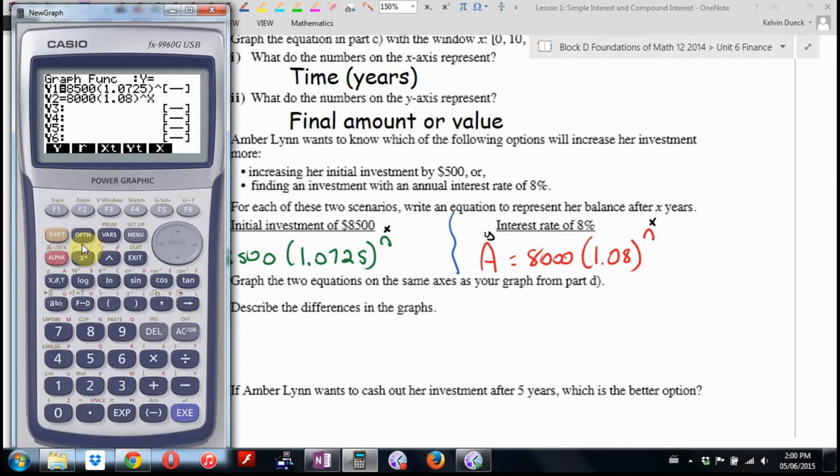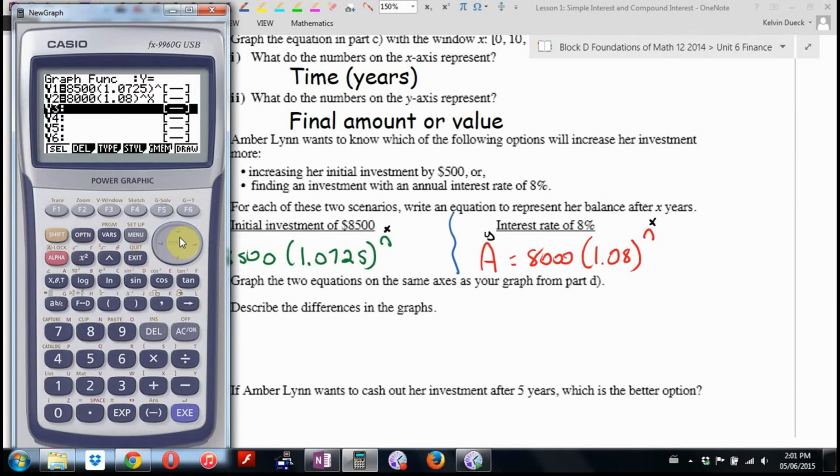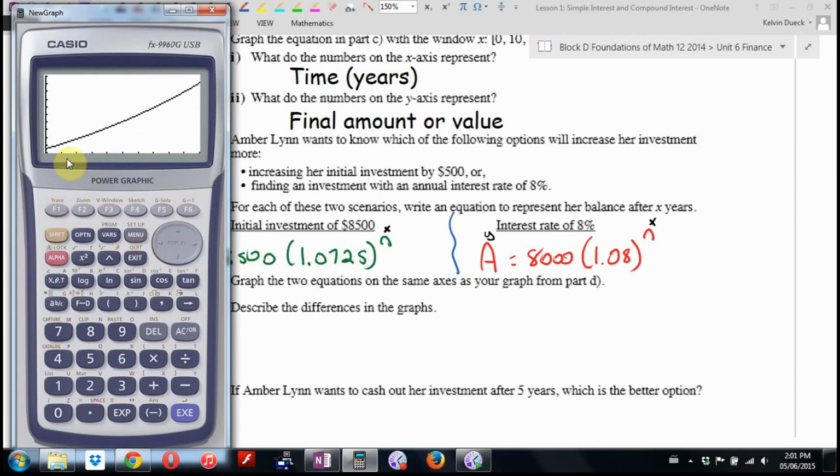She can either start out investing more, or she can earn more along the way. Which one's better? That's the question we want to ask. Let's keep the same view window. Which one's better? Depends when. Just so I can get a feel, I'm going to toggle this graph off. Draw. So here's the first graph.